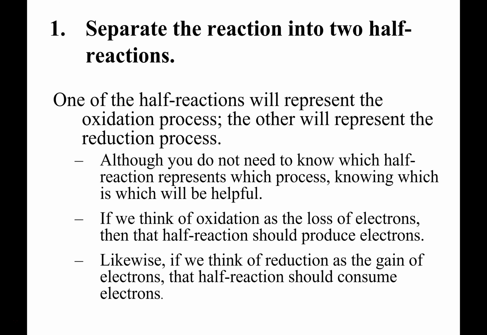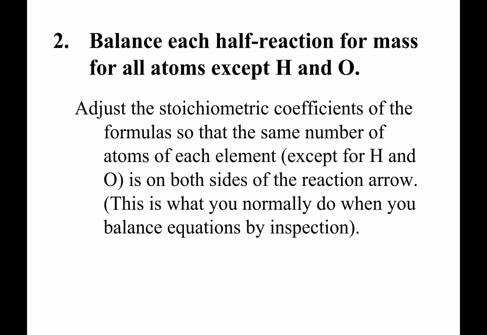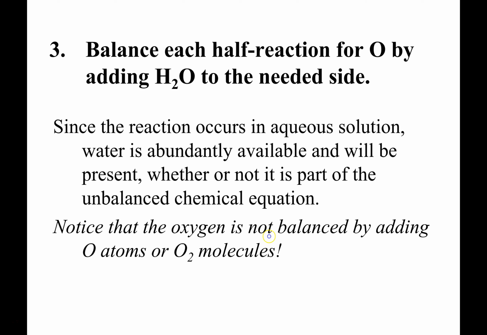This is just consistent. With the oxidation, you're going to see electrons given up, and with the reduction, you're going to see electrons consumed. That's step 1. Step 2 is basically what you have done before. You're going to balance by inspection, putting a stoichiometric coefficient in front of where you need to, to balance everything except hydrogen and oxygen. Leave hydrogen and oxygen alone.